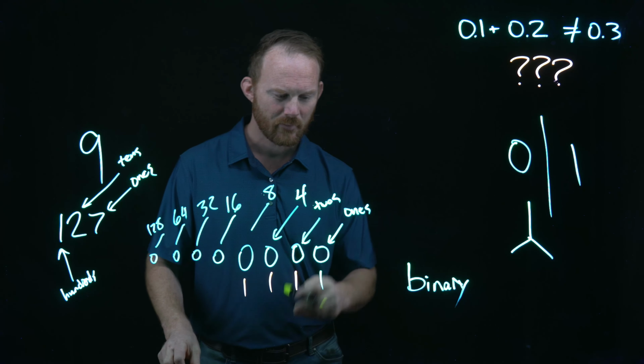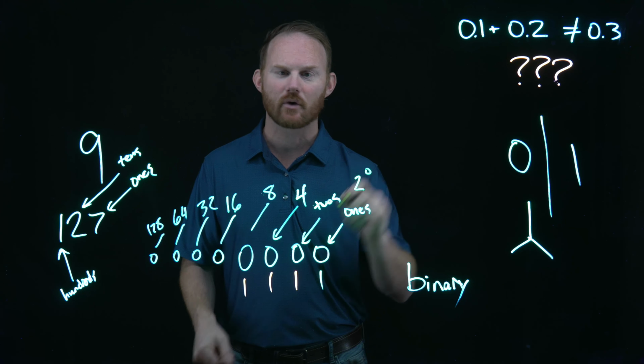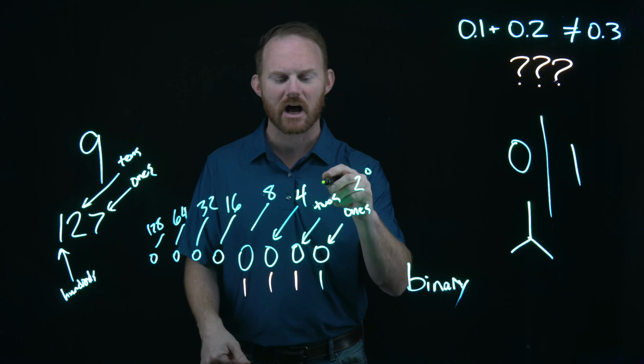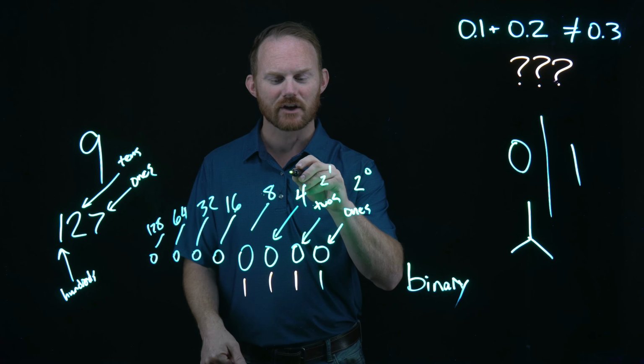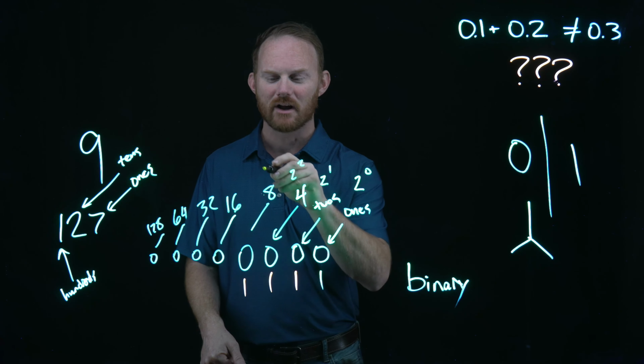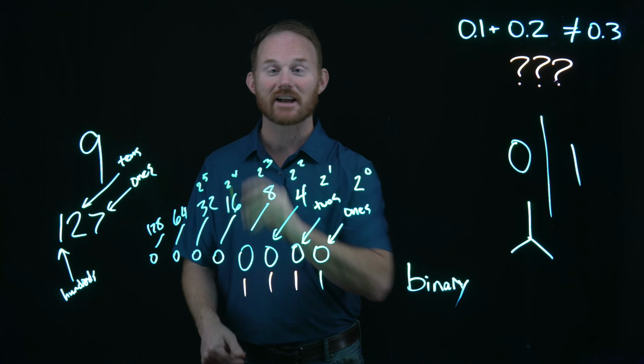Well, let me show you. The 1's place is really 2 to the 0th power. We're in the 0 slot. This one is really 2 to the 1st power. This one is 2 to the 2nd power. This is 2 to the 3rd. This is 2 to the 4th, 2 to the 5th, and so on.